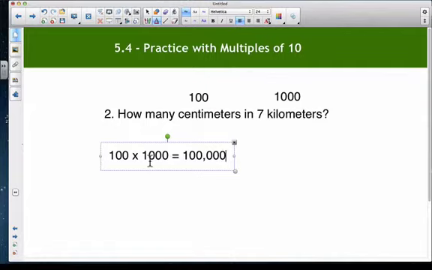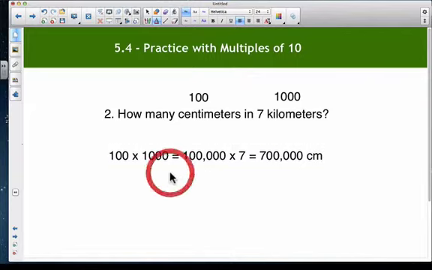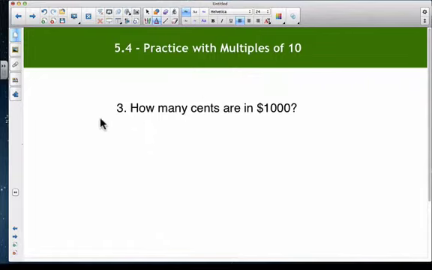But now the question continues. It wants to know how many are in 7. So if I have 100,000 in 1, I'm going to multiply that by 7 to find out how many centimeters are in 7 kilometers. We'll multiply those whole numbers together. 1 times 7 is 7, and I'm going to place that same number of zeros. What's it asking us? It's asking us about centimeters, so that's my label. All right, moving right along.